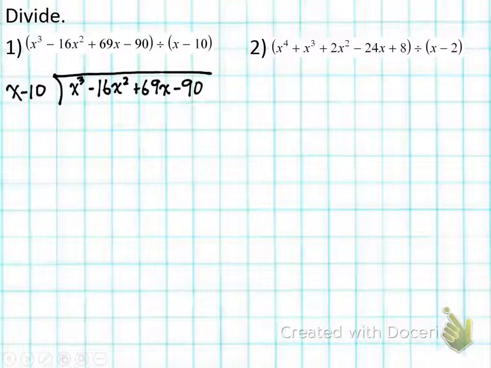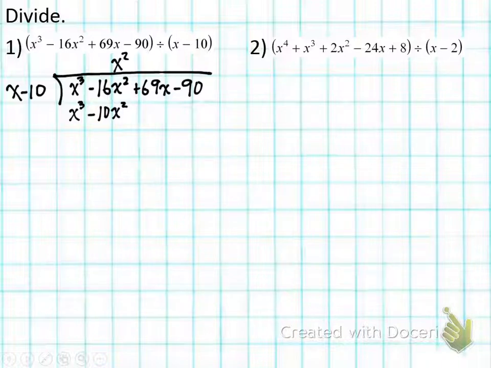Then I'm going to ask myself, x times what is x cubed? X squared. Okay, so write x squared up on the top. Then I write x squared times x is x cubed under x cubed. See that? Then I have x squared times negative 10 is negative 10x squared. Follow me? X squared times x is x cubed, right? Yes. X squared times negative 10 is negative 10x squared.